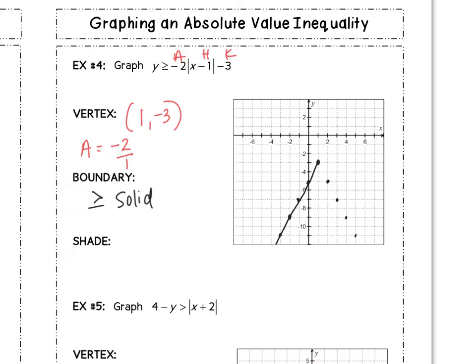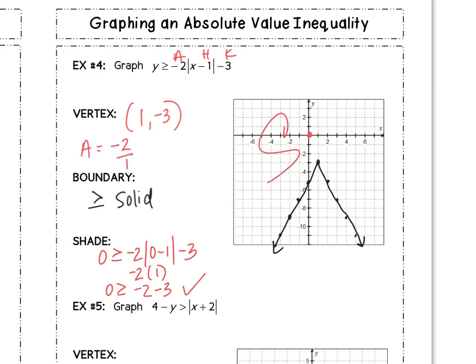All right, so solid line, solid line. So there's my absolute value. And now the shaded region. So we can do the same thing we have been doing with the 0, 0. If I plug this in, I have 0 is greater than or equal to negative 2 times the absolute value of 0 minus 1, minus 3. So I get negative 2 times, this becomes a positive 1. So negative 2 minus 3, 0 is greater than or equal to negative 5. That's true. So that means this shaded region up here is where my solution lies.